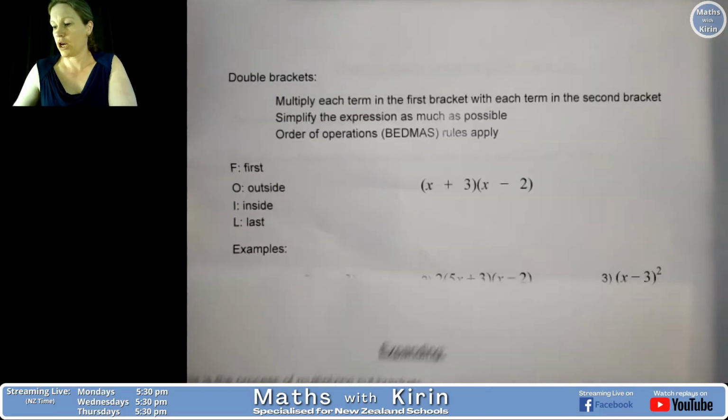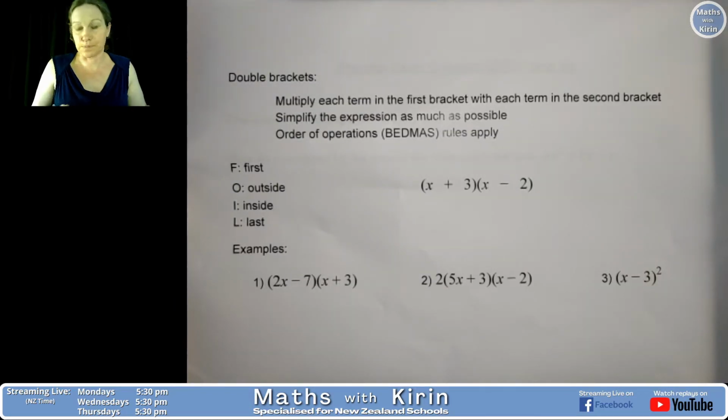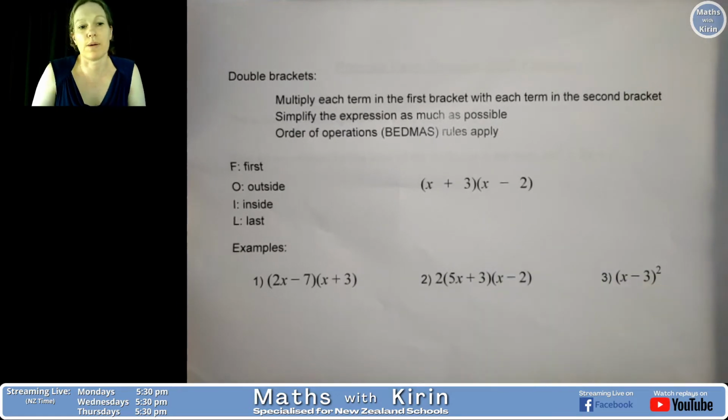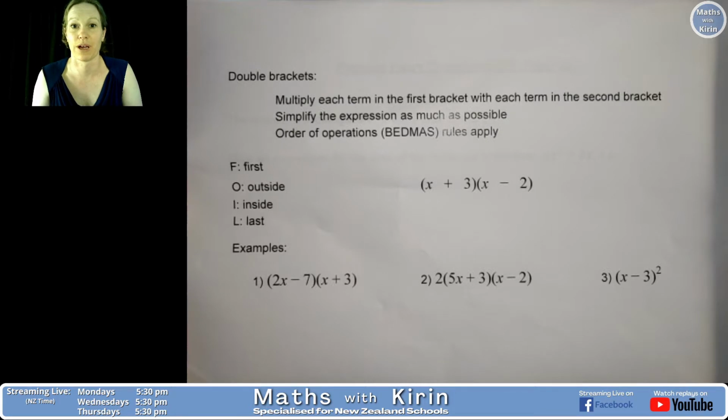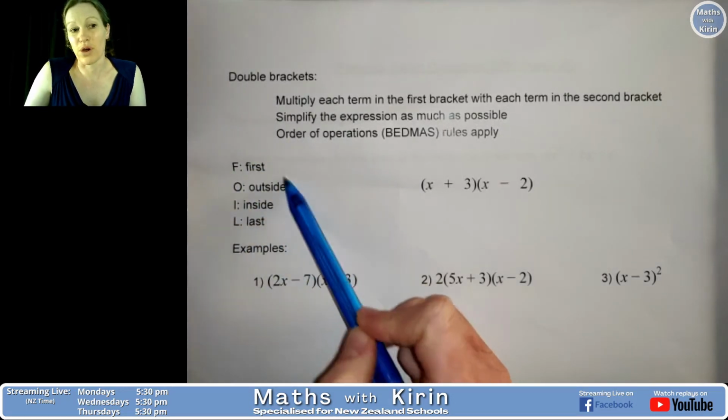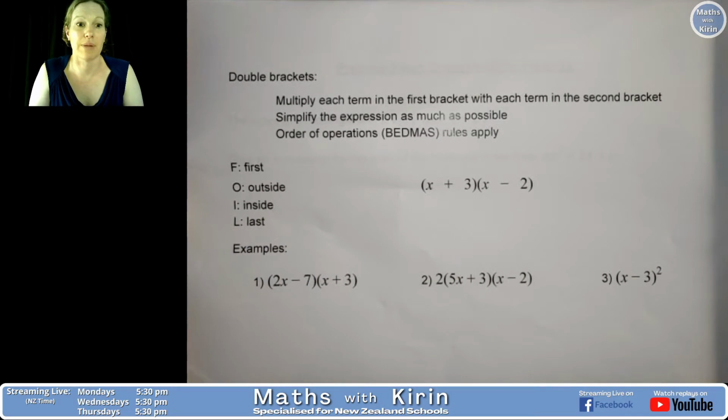If we look at double brackets, this time we want to multiply each term in the first bracket by each term in the second bracket without missing any. We simplify again, and we still need to remember that our BEDMAS rules apply. Some people might have learnt FOIL as a way to remember and make sure that you're not missing out any terms. Some people might have talked about a crab claw. You might have other ways of doing it.